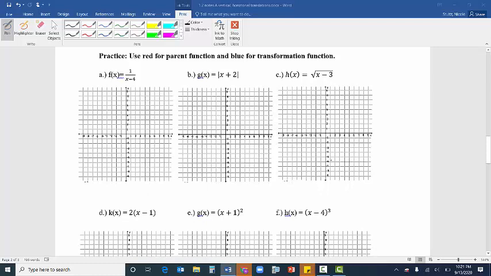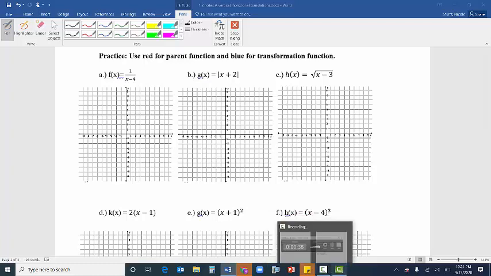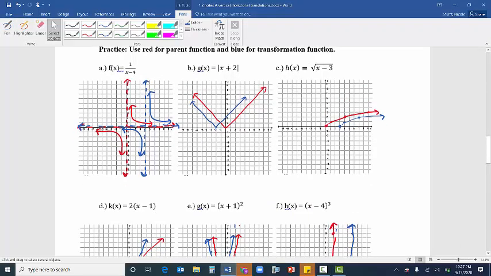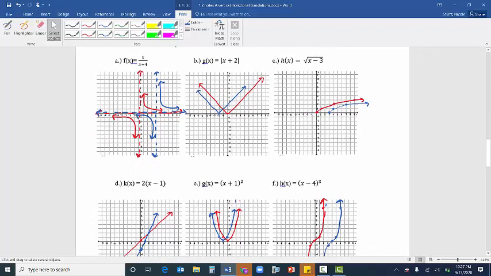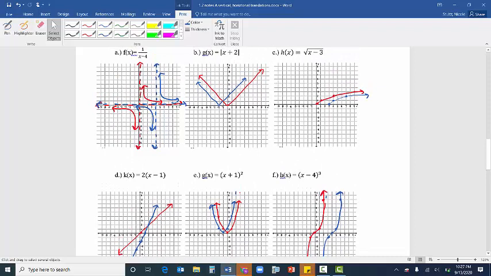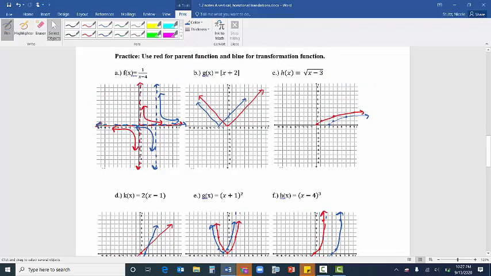Alright, so what I'm going to do is pause the video and do up the answer key real quick for these. The idea is that you should be able to either make a table or use Desmos or your graphing calculator and graph these and then compare them to their parent functions on each coordinate plane. So we'll see how that goes. Okay, so these are the graphs that you should have. You can see the red would be the parent functions and the blue are the transformation functions, and we just want to make sure that the rules match up with our graphs.